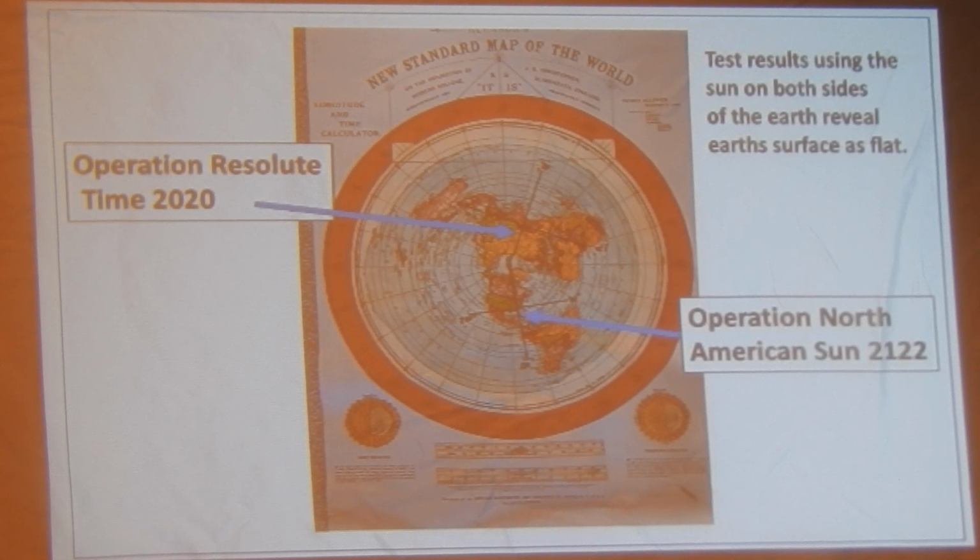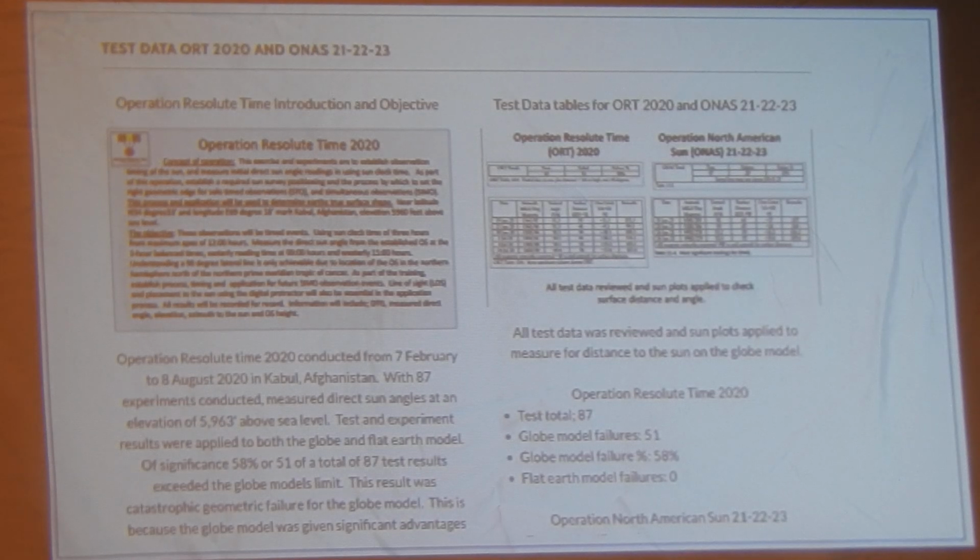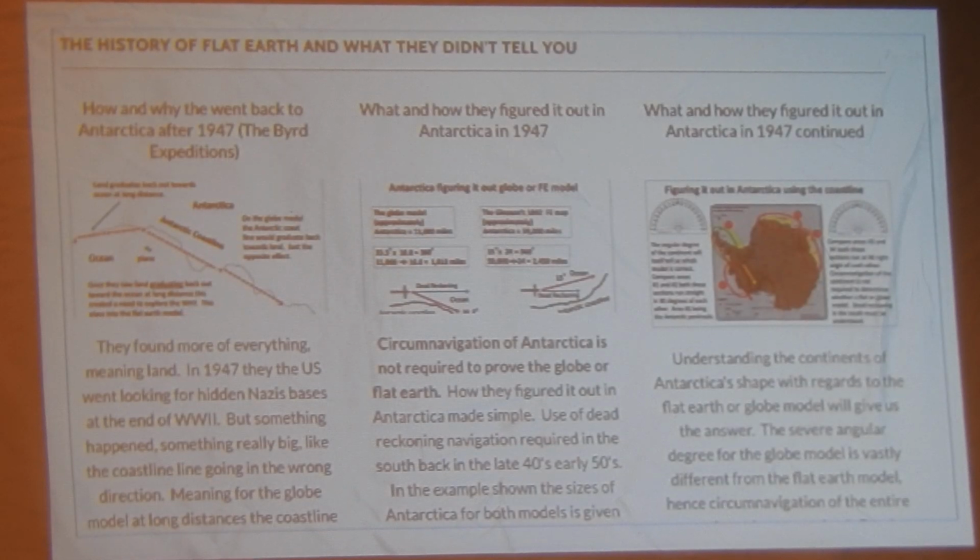I've done testing on both sides of the terrestrial Earth, one during Operation Resolute Time in Afghanistan, a war zone, that was in 2020, and the other in Operation North American Sun, 21-22. Testing on both sides of the terrestrial Earth shows that the Earth is flat, and the globe model fails vertical angle testing on both sides. And there are test results on this website as well, put up in the final results, and a little bit more about Operation Resolute Time and Operation North American Sun, located in that section.